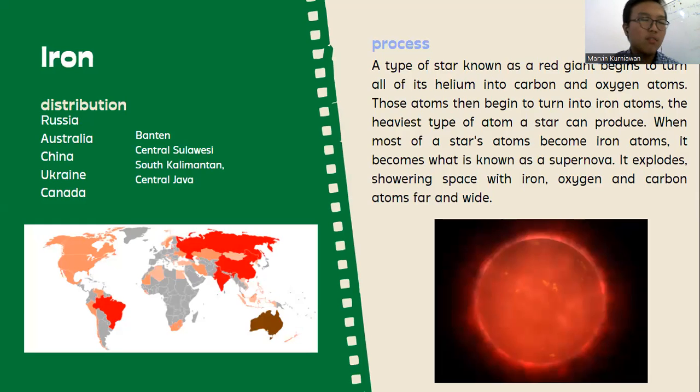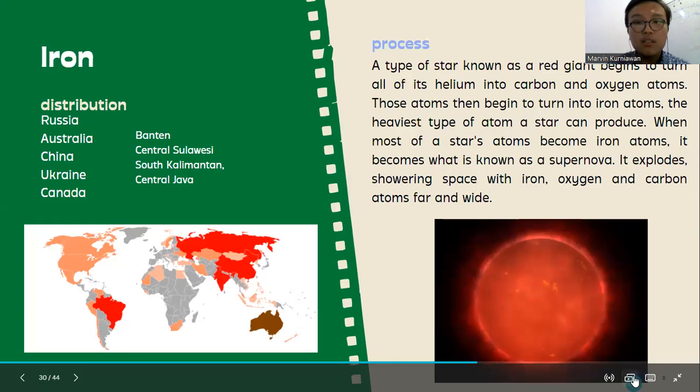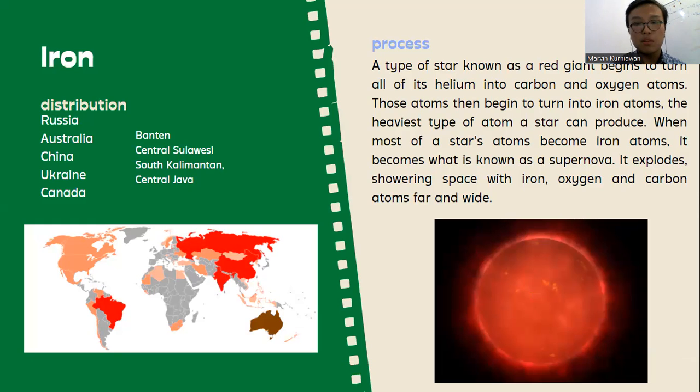Now, the process of iron formation is when a red giant star, so this is the red giant star, turns all of its helium into carbon and oxygen atoms. Those atoms then begin to turn into iron atoms. And when it explodes, the space will be showered with iron, oxygen, and carbon atoms.